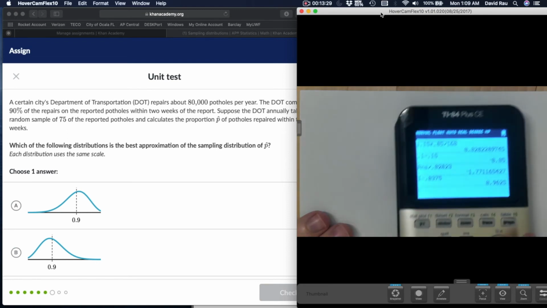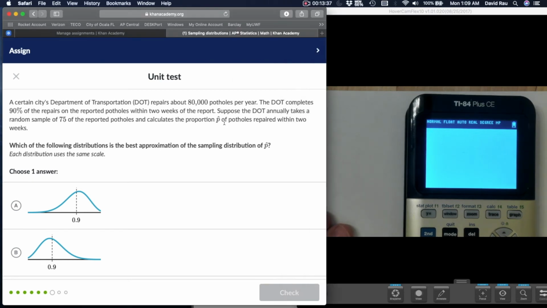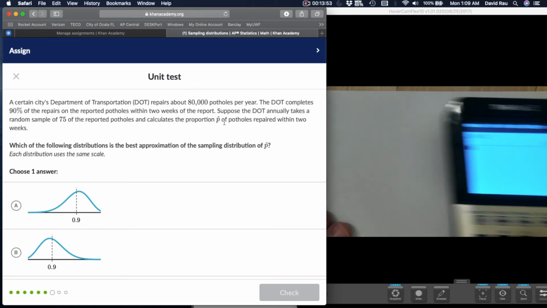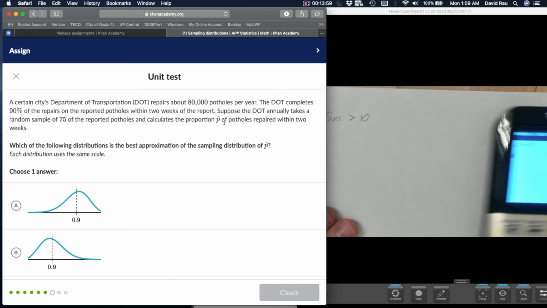Okay, here's the idea. They told us that 90% is the amount of potholes that are completed. So if we sample 75 reported potholes, what's the percent that are completed in 2 weeks? If 90% should be, well, that's 90% of 75. And that's good. That's more than 10. So success is greater than 10, right? It's way more than 10.